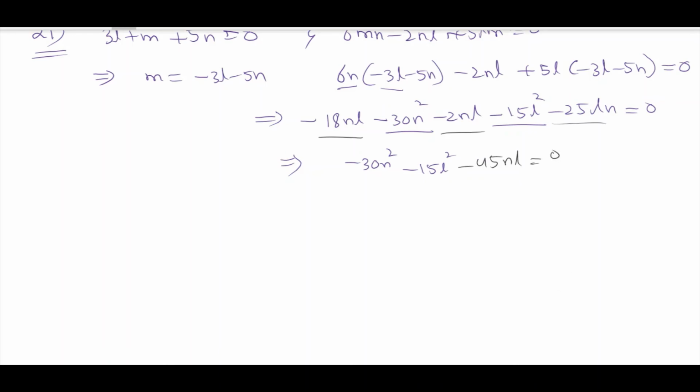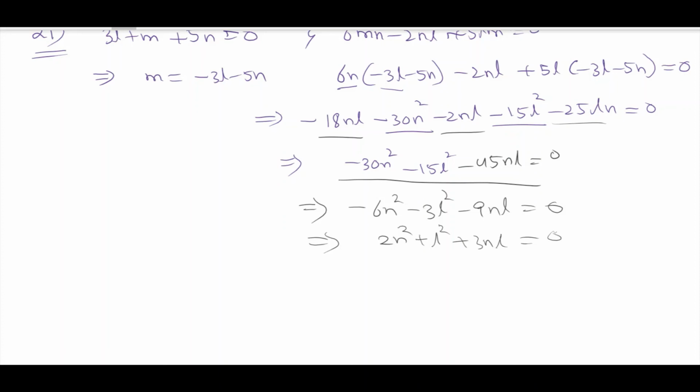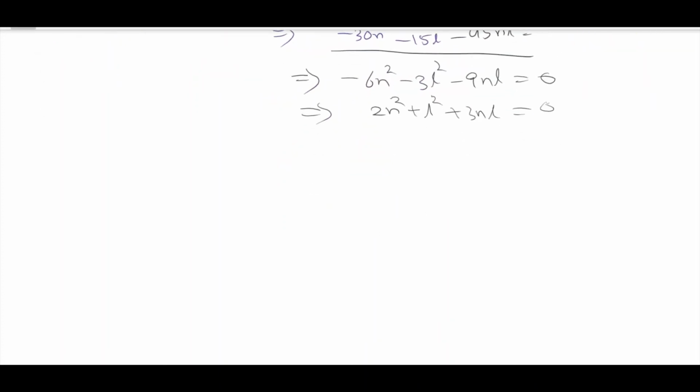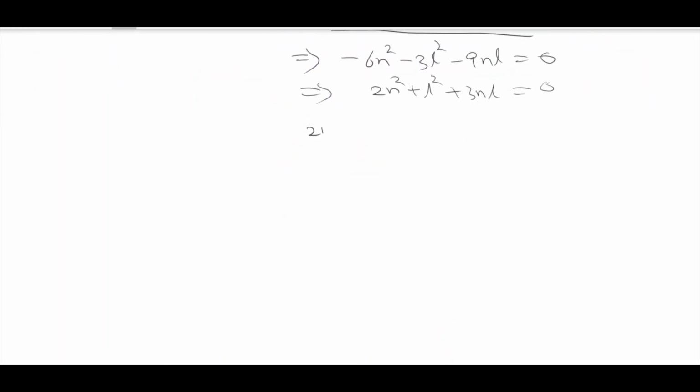So dividing this with 5, I get minus 6n square minus 3l square minus 9nl equals to 0. And again dividing with minus 3, I get 2n square plus l square plus 3nl equals to 0. So rewrite this equation: 2n square plus 3nl plus l square equals to 0.